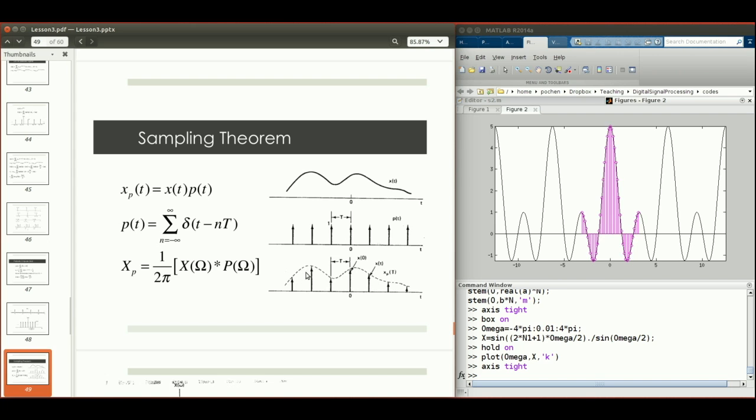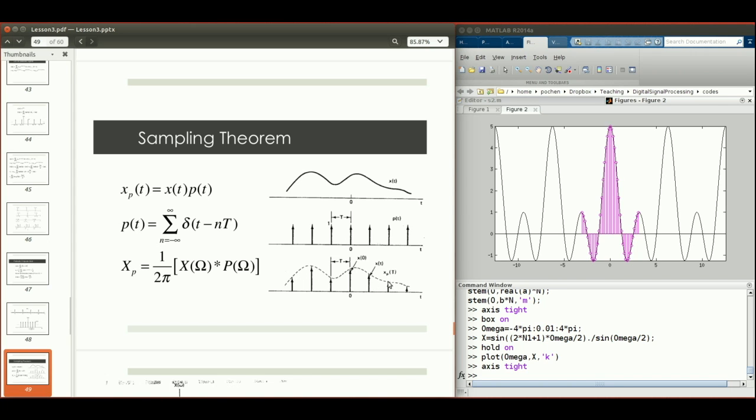But the question is what the interval big T should be so that we can uniquely determine the continuous function from those sampled sticks. That's our problem, our question. So what's going to be the big T? How dense do you want your samples to be in order to uniquely recover this continuous function from a finite set of samples?